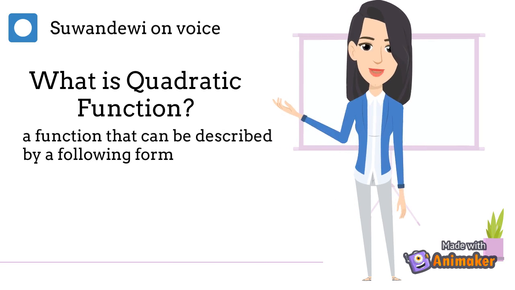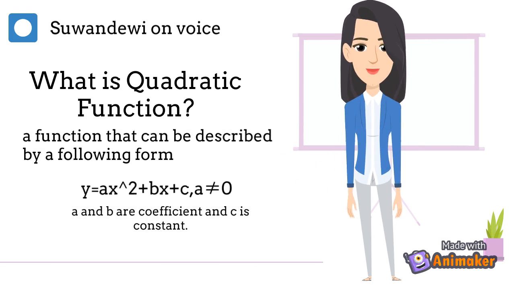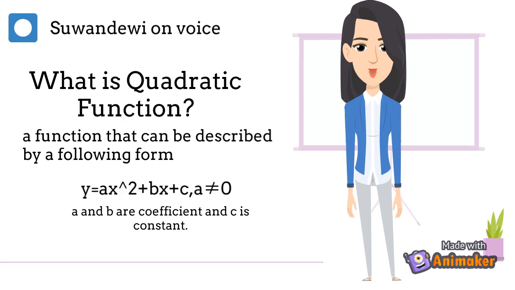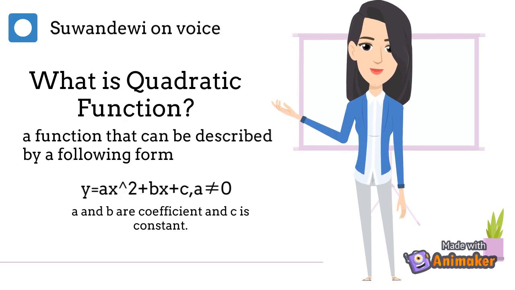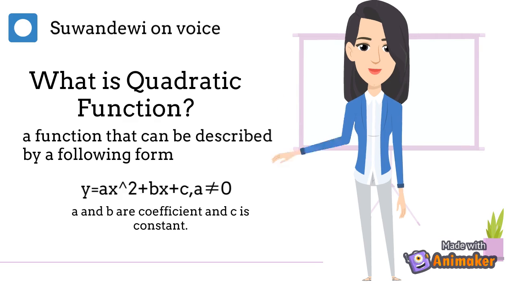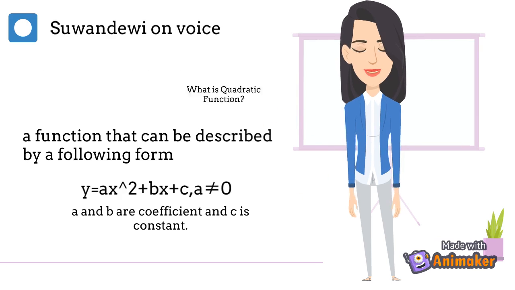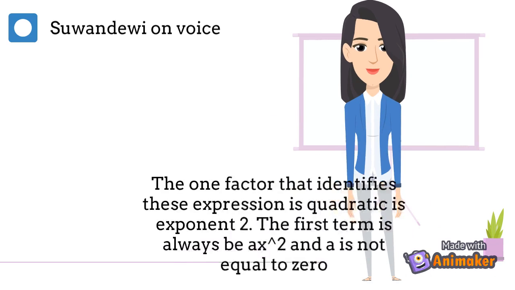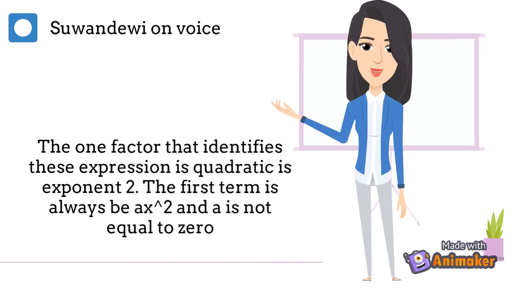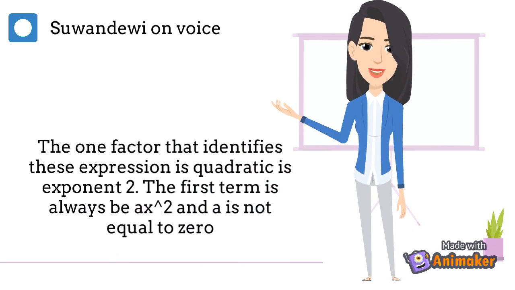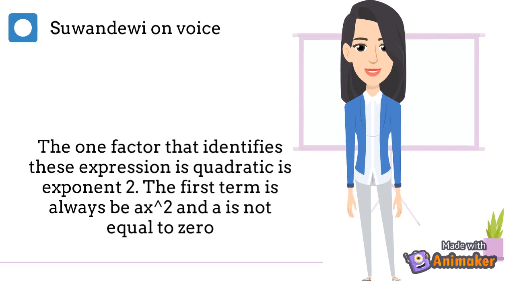Quadratic function is a function that can be described by the following form. Y equals ax squared plus bx plus c. A and b are coefficients and c is a constant. The one factor that identifies this expression as quadratic is the exponent 2. The first term is always ax squared and a is not equal to 0.